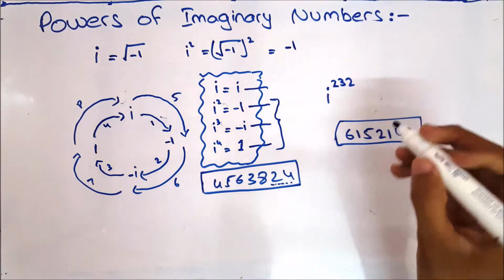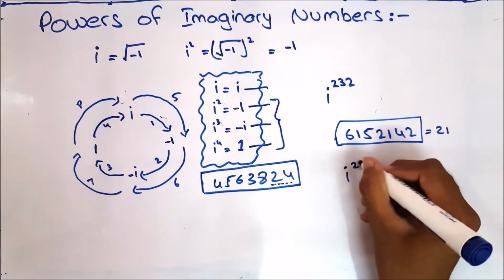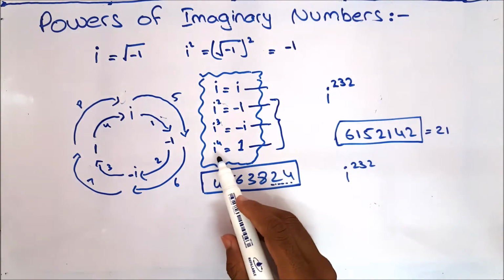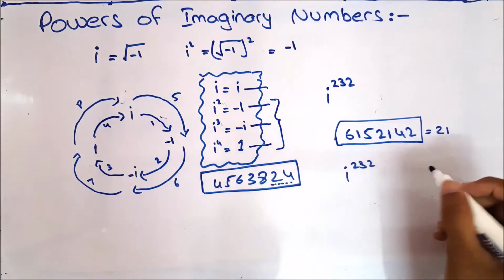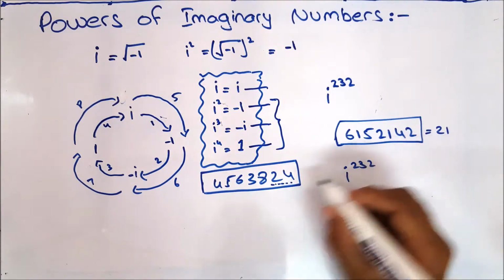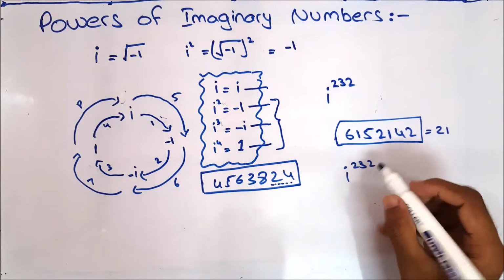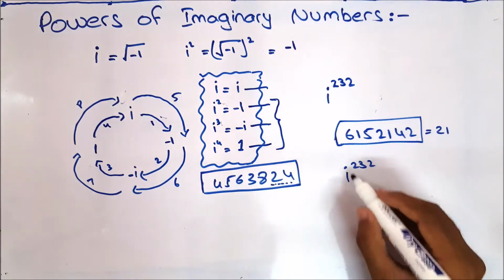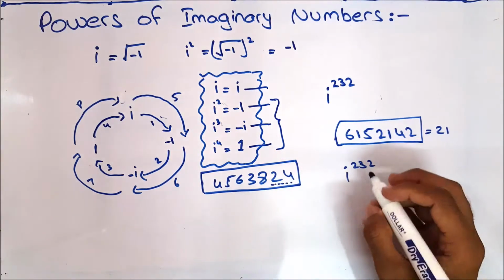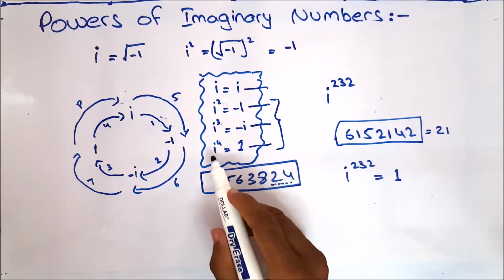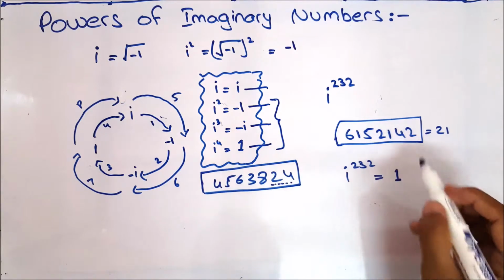Okay, here our question is i raised to the power 232. We need to check if 232 is divisible by 4. 32, is it divisible by 4? Yes. 4 times 8 is 32. So this is a multiple of 4, so we can say that this number is equal to 1. We can see it in the cycle. Any multiple of 4 as the power will give 1.